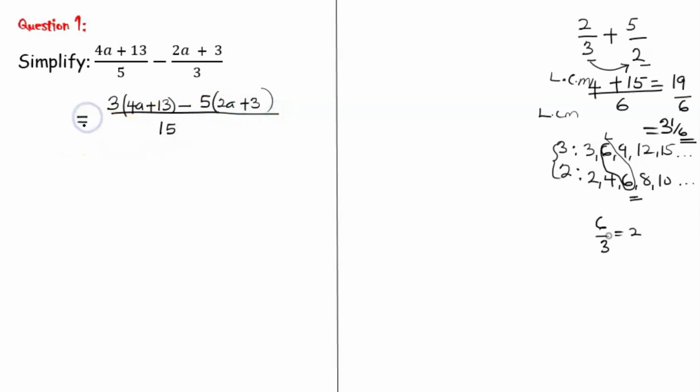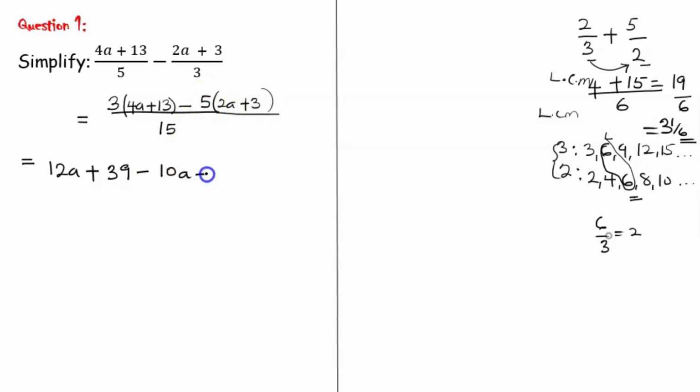So what do we do now? Let me shift this down. We open this bracket. We remove the bracket by using 3 to multiply everything inside. So we have 12a, that's 3 times 4a. Then plus, we also say 3 times 13. That's going to give us 39. Then minus 5 times 2a. That's going to give us 10a.